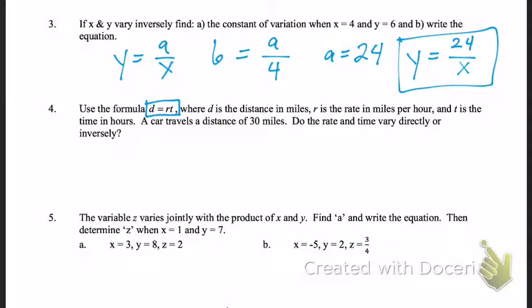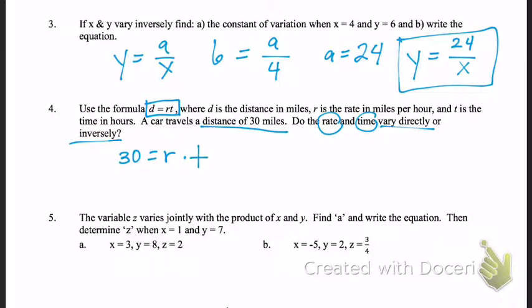So for number 4, it says use the formula D equals RT, so distance equals rate times time, where D is the distance in miles, R is the rate, and T is the time in hours. A car travels a distance of 30 miles, rate times time. Do the rate and the time vary directly or inversely? So for instance, if I'm going faster, like I have a higher rate, does that mean that my time goes up or does it go down? It goes down. So would that be inverse or direct?